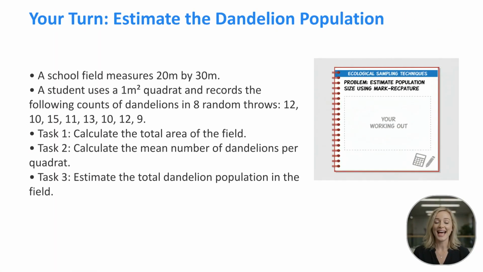Now it's your turn. Estimate the dandelion population in a 20 meters by 30 meters field using the provided sample counts. Calculate the total area, mean number per quadrat, and the estimated total population.